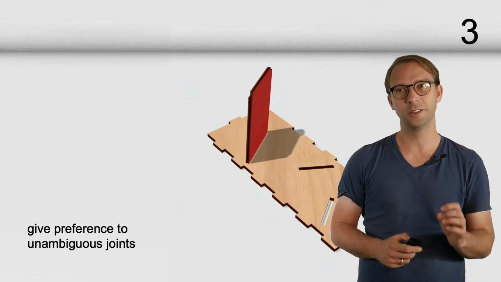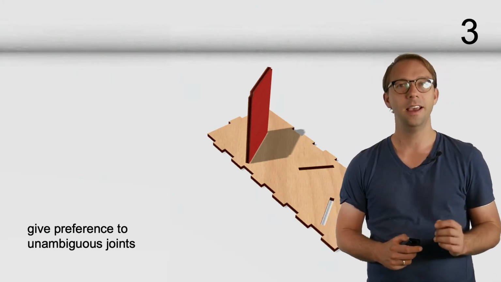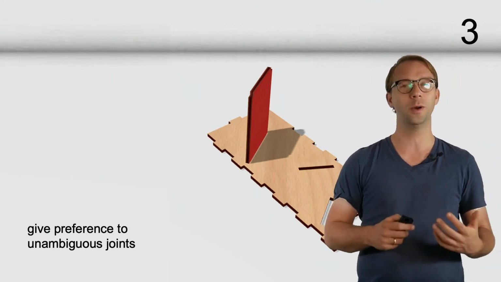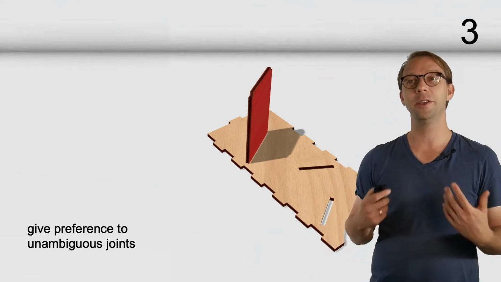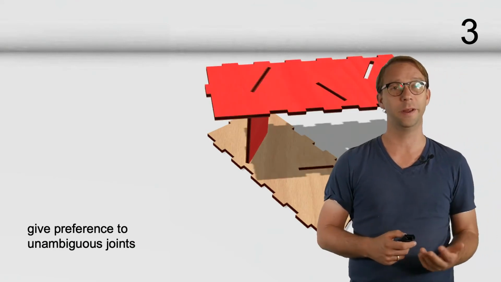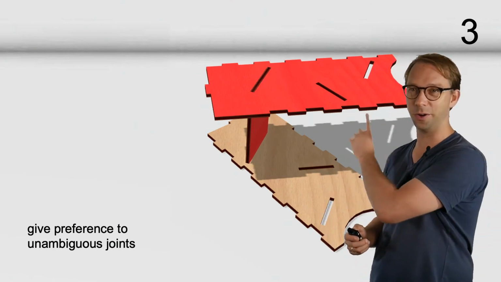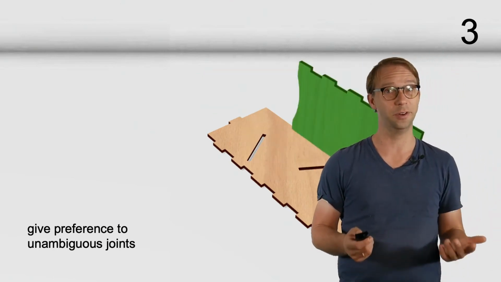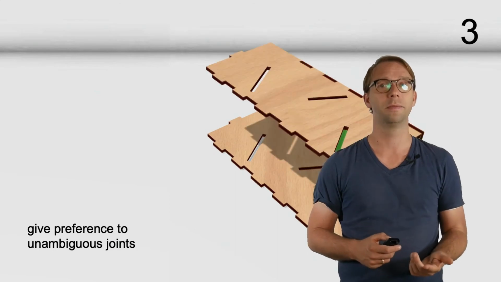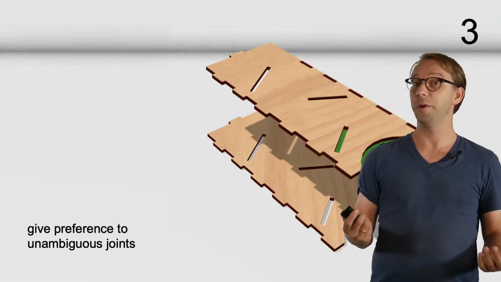AutoAssembler gives preference to the use of unambiguous joints. Here, the red plate can be assembled in 12 different ways, and this ambiguity further goes up when assembling the next plate after that. Instead, AutoAssembler assigns a better score to this plate, which has little ambiguity, and then this plate after that. Together, they now constrain what used to be the red plate.